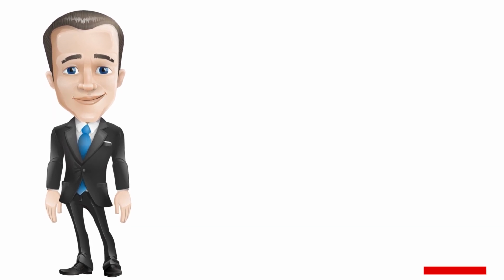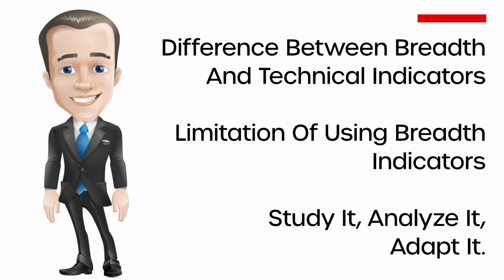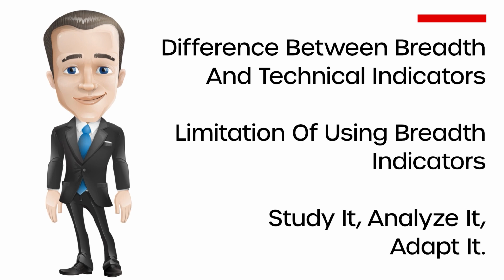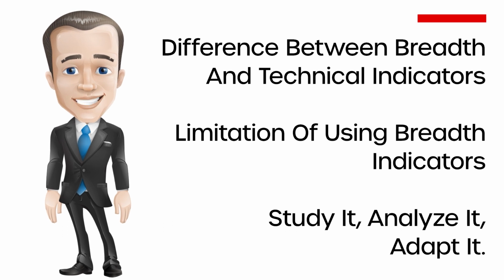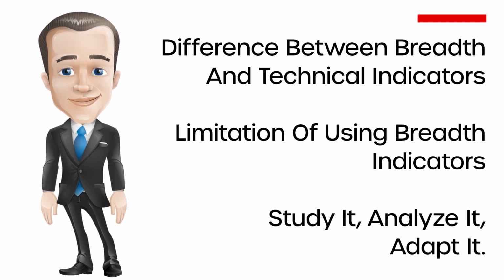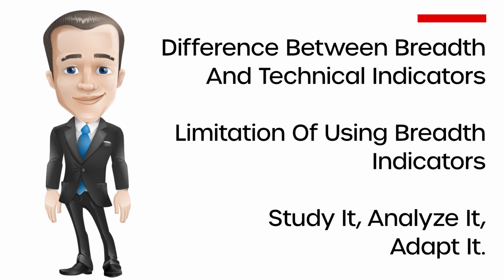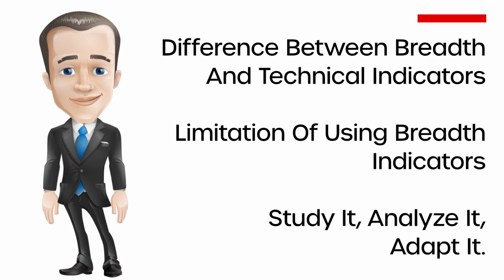The difference between breadth indicators and technical indicators. Breadth indicators are a subset within the larger field of technical indicators. While breadth indicators attempt to gauge participation and strength in a stock or index movement, technical indicators have a far larger purpose. Technical indicators can be used to analyze volume or price, generate trade signals, or define support and resistance.